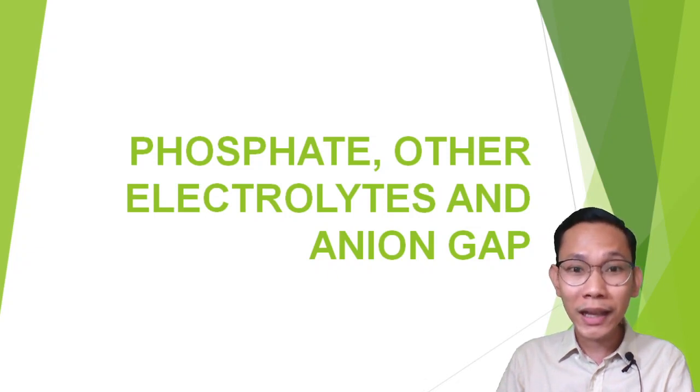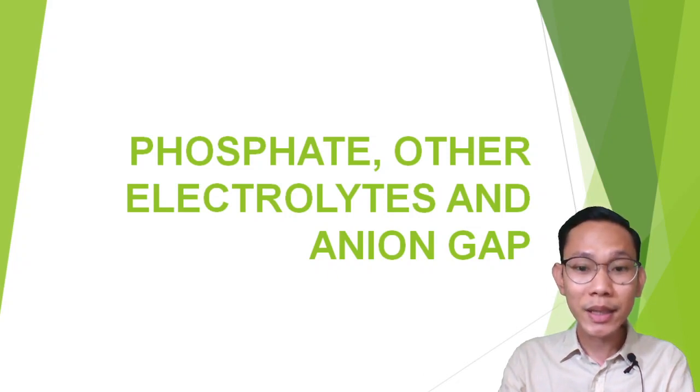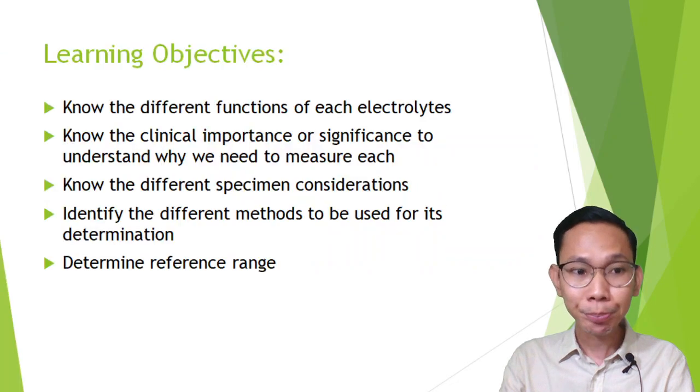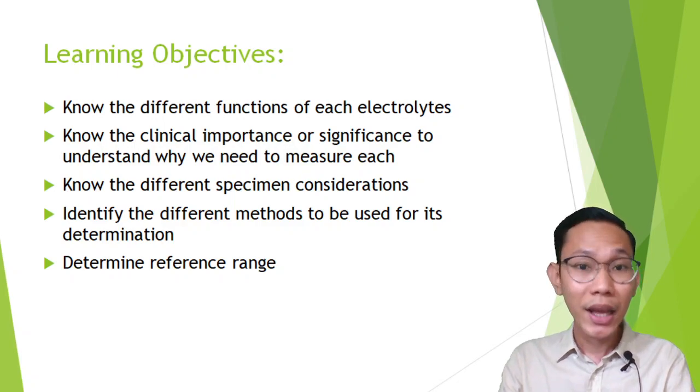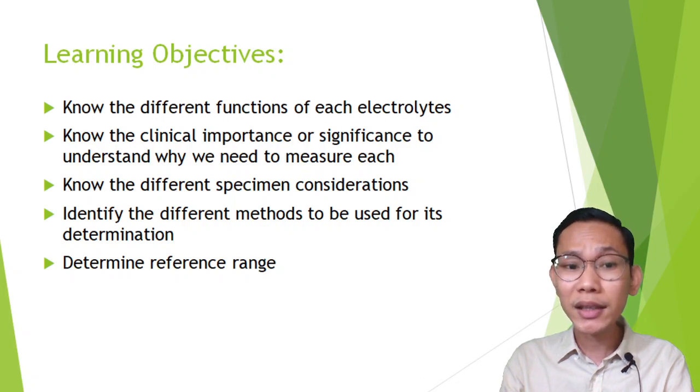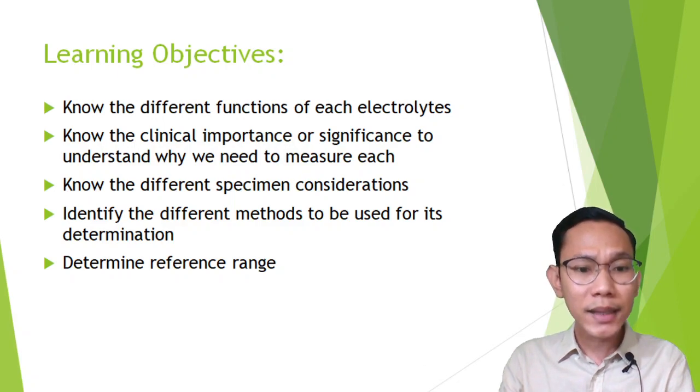So this will be our last lecture for our electrolytes and also my last lecture topic for the laboratory portion. For your phosphate and other electrolytes, basically your lactate, and lastly, we will be discussing the importance of your anion gap. For this week, our learning objective is to know the different functions of each of these electrolytes, your phosphate and lactate, and know the clinical importance or significance to understand why we need to measure each. Then, to know the different specimen considerations, identify the different methods to be used for its determination, and lastly, we have to determine the normal range of these electrolytes.